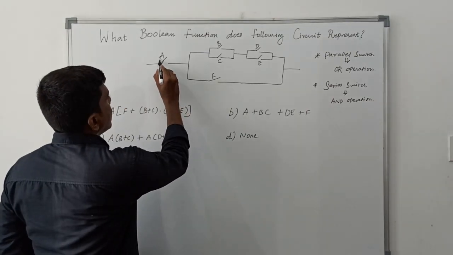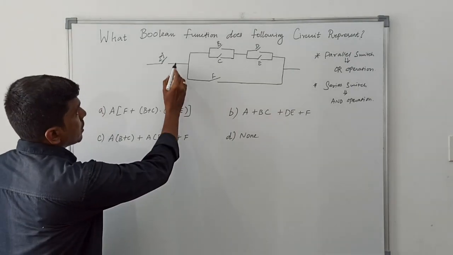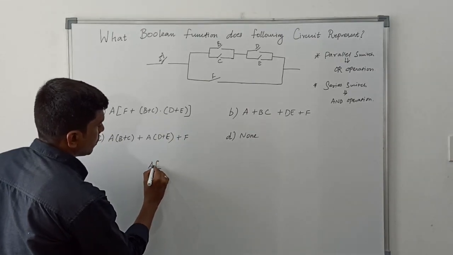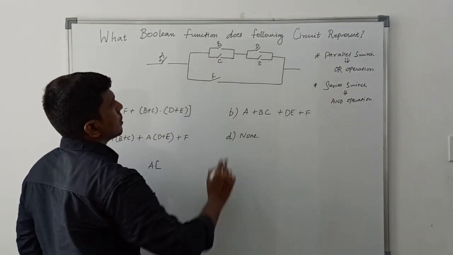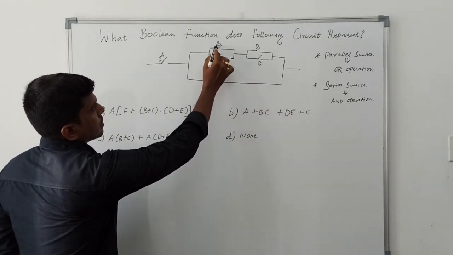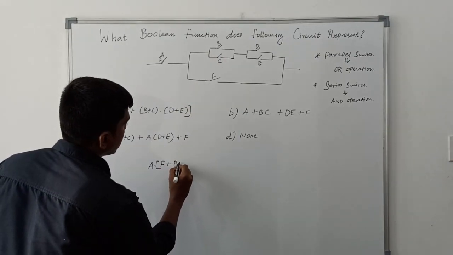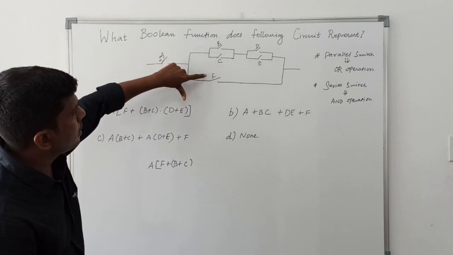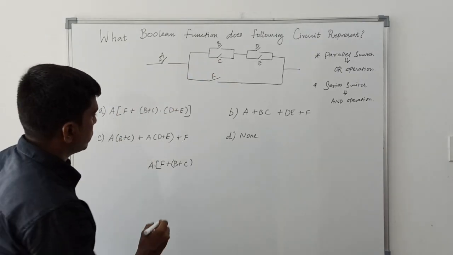Here A is in series with B and C. Series means the dot operation. So A dot, then B, C and F: these three switches are parallel. So F plus B and C, since B and C are parallel. These two switches are connected in parallel, so B plus C. So A is in series with B plus C and F. So A dot (F plus B plus C).